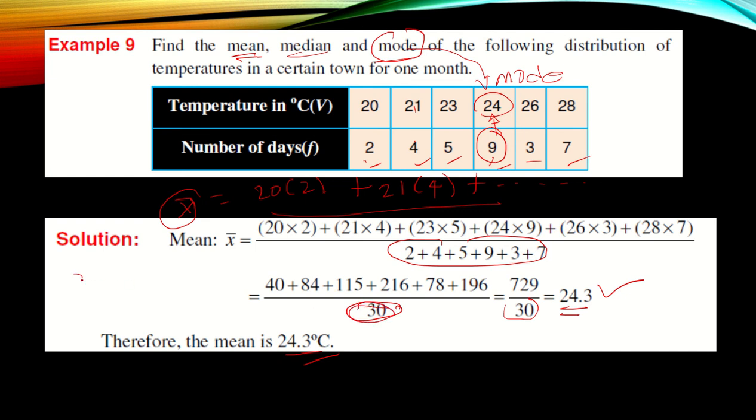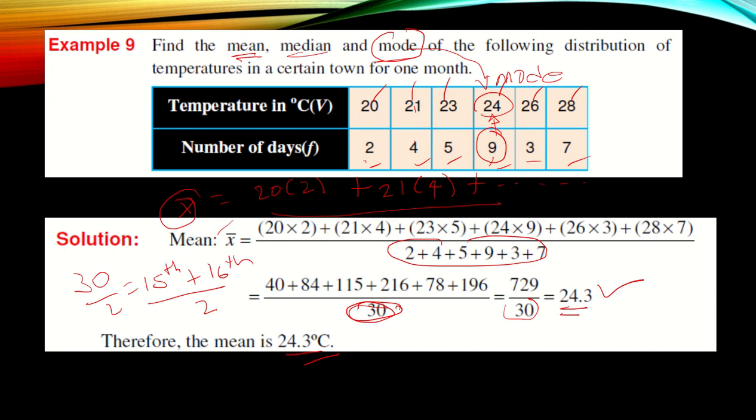So when you divide 30 by 2, it will be 15. That means the 15th term plus the 16th term divided by 2. But where is the 15th term? We have to see. First, you have to be sure the data is arranged from small to big. Yes, it's ascending order. Look, 20 comes, after that 21, 23, 24, 26, and 28. It's arranged in ascending order.